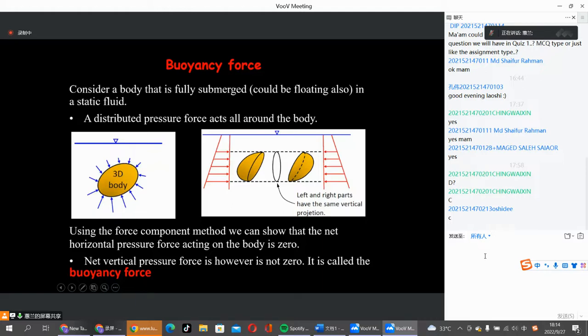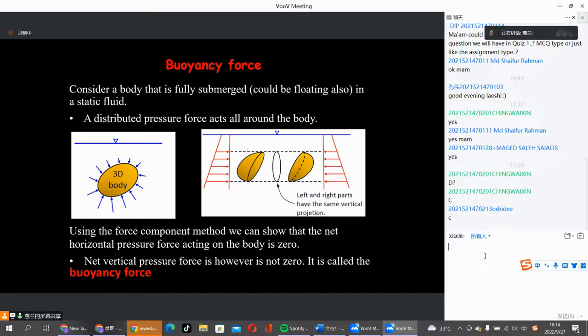The buoyancy force, okay. Consider a body that is fully submerged. How to calculate the buoyancy force? I think most of you have learned this in middle school, right? We know that the vertical pressure force is actually equal to the weight of the fluid volume, right? Let's do it step by step. It's fully submerged, so we get this pressure loading, right? And again, we will try to figure out its horizontal force and its vertical force.